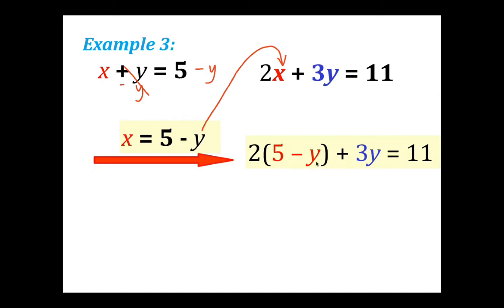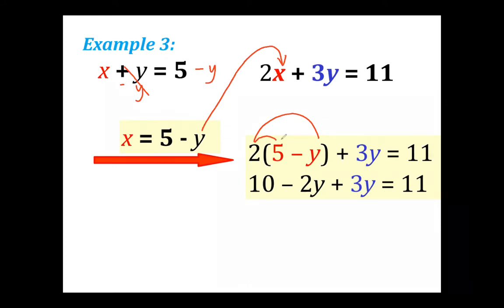Now we can go ahead and start solving for our y value. First, I'm going to use the distributive property to eliminate our parentheses. 2 times 5 would be 10, and 2 times negative y would be minus 2y, so we would have 10 minus 2y plus 3y equals 11.